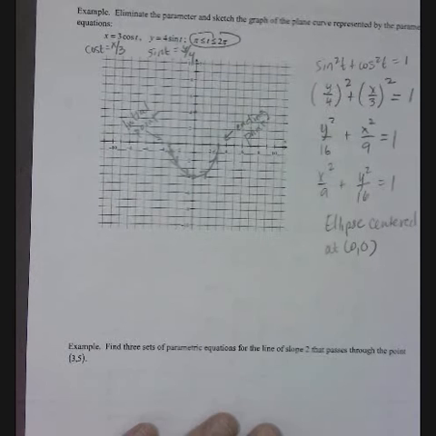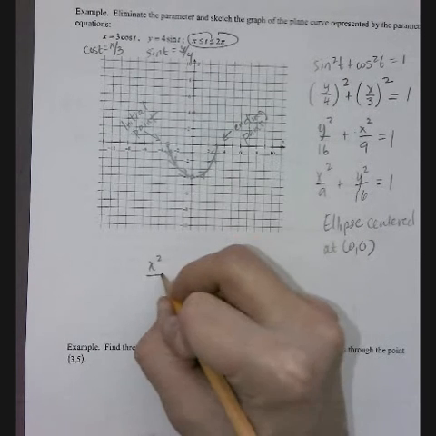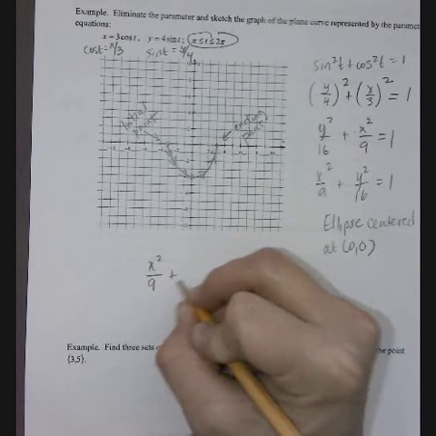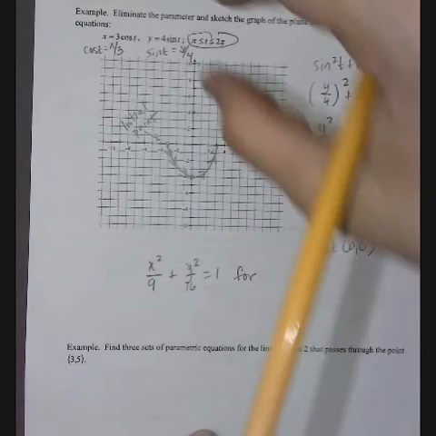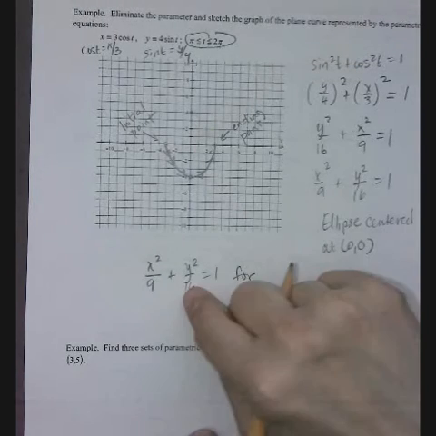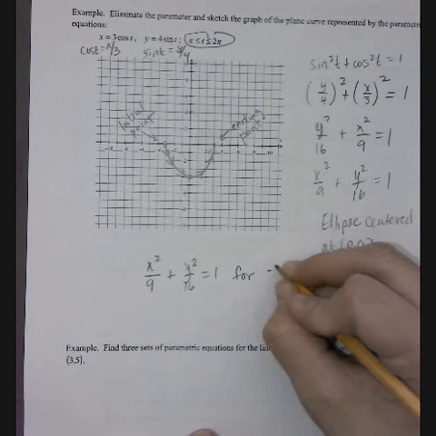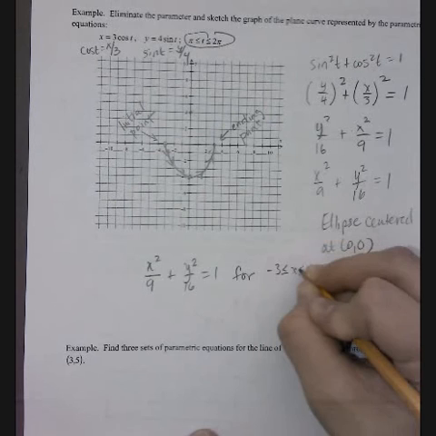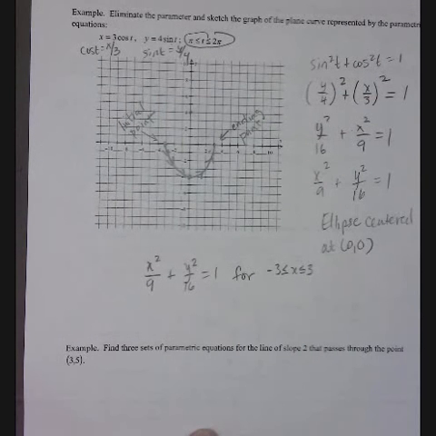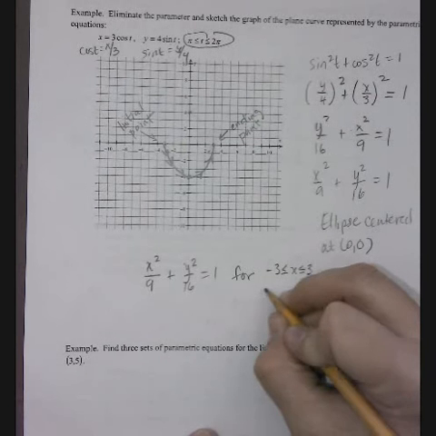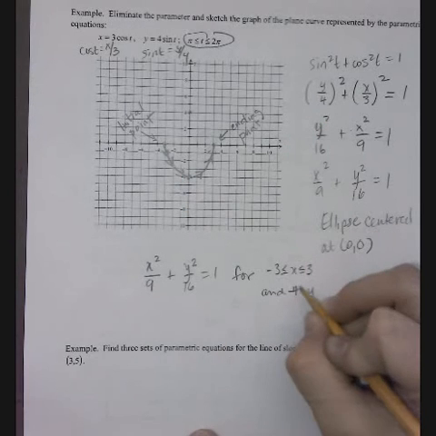So this ellipse, the correct answer, if you didn't have this part, you'd lose a couple points. This is equivalent to this for x between negative 3 and 3. But that's actually not even enough information because the entire ellipse is between negative 3 and 3 and negative 3 and 3. So we also need to say and y between negative 4 and 0. That's a pretty tricky one.